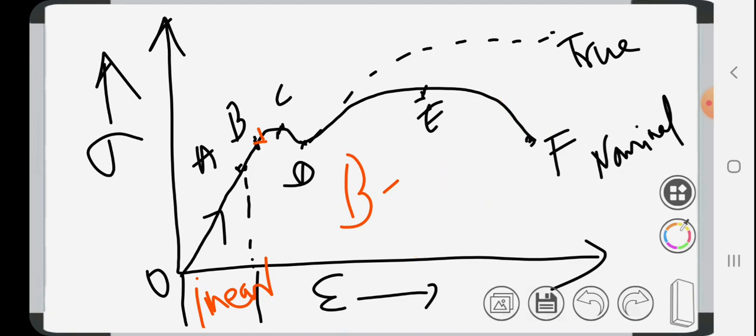Then what happens after B? Beyond this elastic limit, the material will become plastic. It has already reached the elastic limit. Even if we increase the load F, it reaches the plastic range. After reaching the plastic range, even if you remove the applied load, it won't regain its original size or shape.